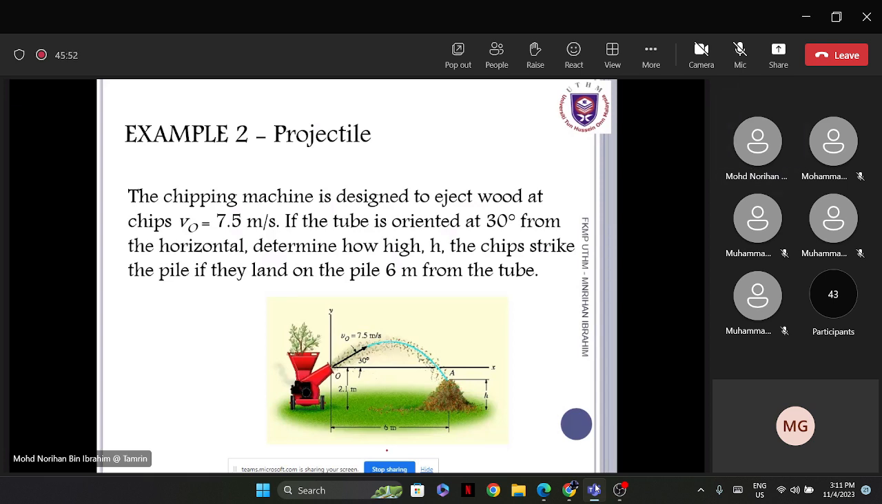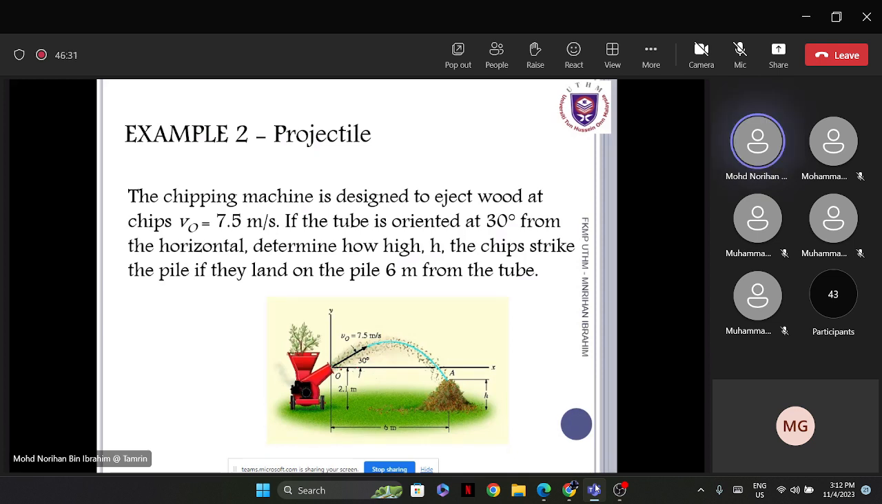So the horizontal distance between O and A, between the initial and the final position, is equal to 6 meters. And they ask you to find out what is h, the height h. The data given is the height from the ground up to the nose of the chipping machine.